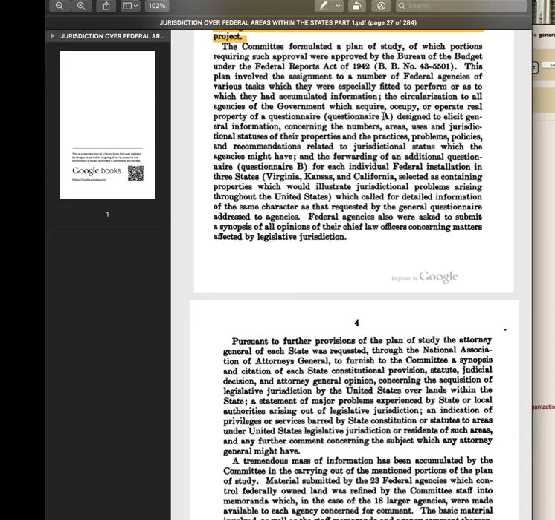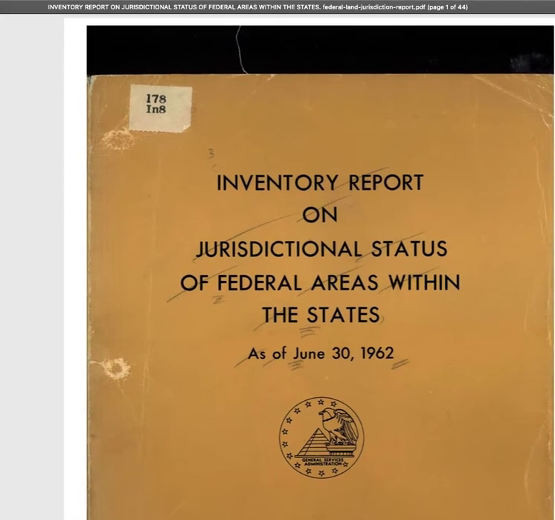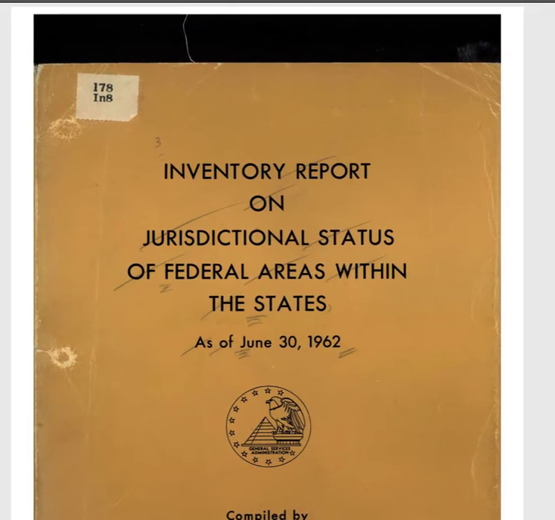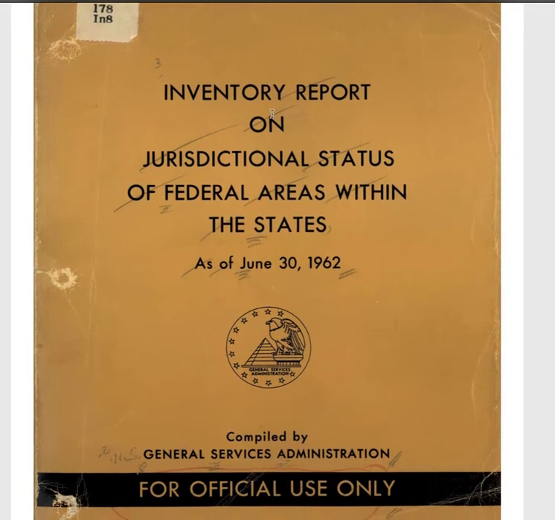Okay, I have a questionnaire. Questionnaire A, designed to elicit general information concerning the numbers, areas, uses, and jurisdictional statuses of their properties and their practices, problems, policies, and recommendations related to jurisdictional status. Okay, this is the next thing we need to look at. Jurisdictional status. This is in a report put out by the federal government. Okay, this is an inventory report.